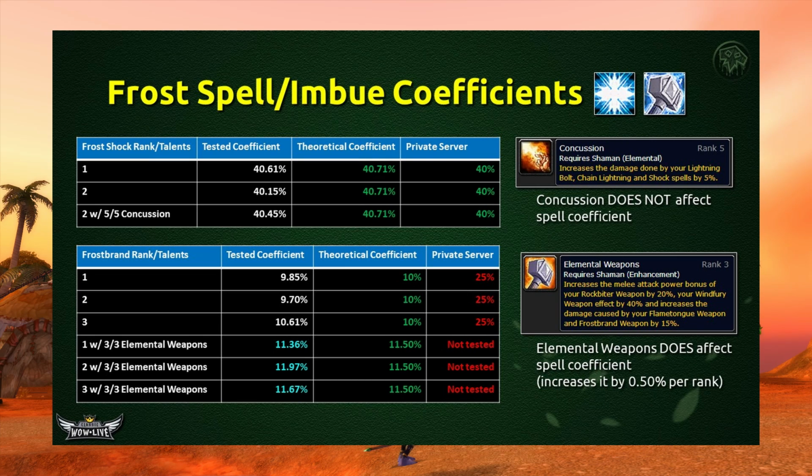Now for Frostbrand Weapon. On private servers, I got a 25% spell coefficient. Now, from the vanilla Theorycraft add-on, it should only be 10%, and that's what I got. So it corroborates with the original vanilla. The private server that I tested was much higher, so that's something that's going to be a little bit different. Also notice that Elemental Weapons increases the spell coefficient of Frostbrand Weapon by 0.5% per rank. So if you have Elemental Weapons, you can get more out of your spell power for Frostbrand Weapon.